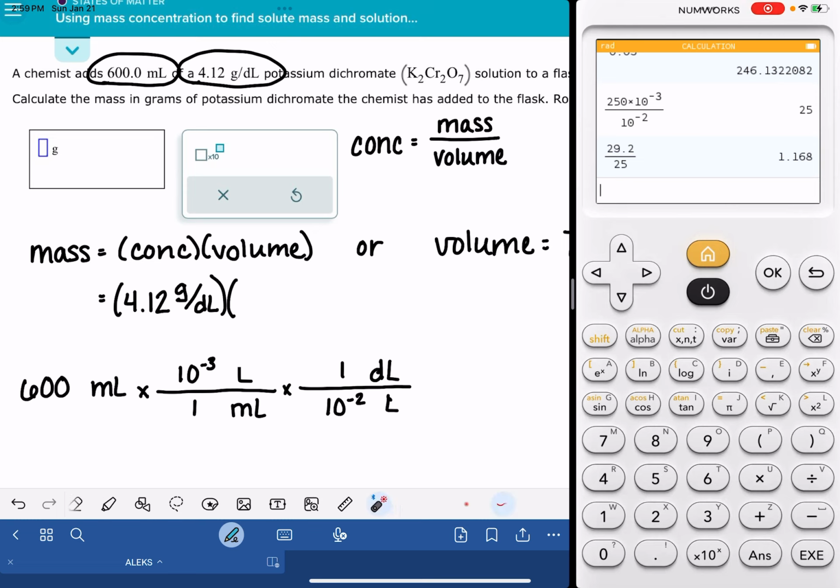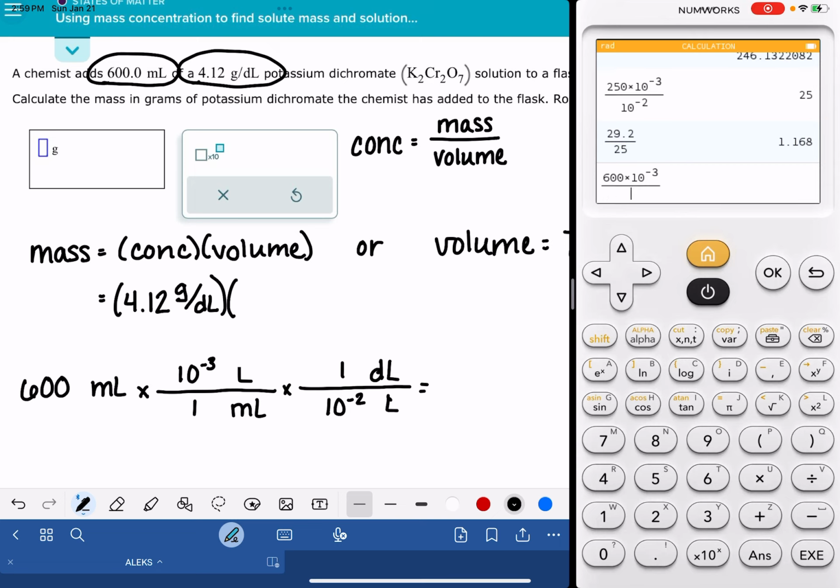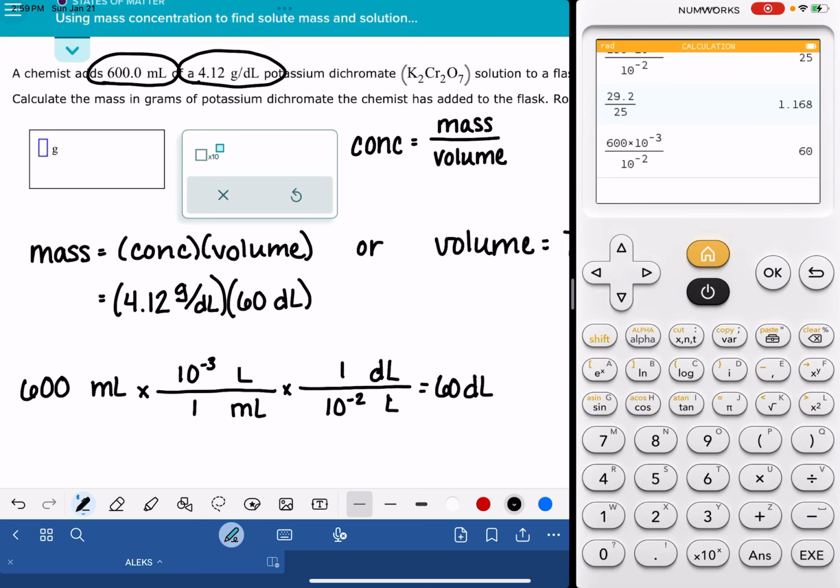You don't have to do it that same way, but this allows me to get all my units nice and straight and minimizes the mistakes that I'm going to make. 600 times 10 to the minus 3 divided by 10 to the minus 2 is 60 deciliters. And that's my volume in the units of deciliters, which allows me to get everything canceled out correctly.